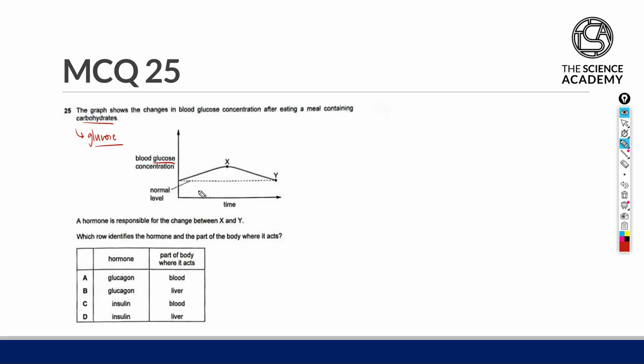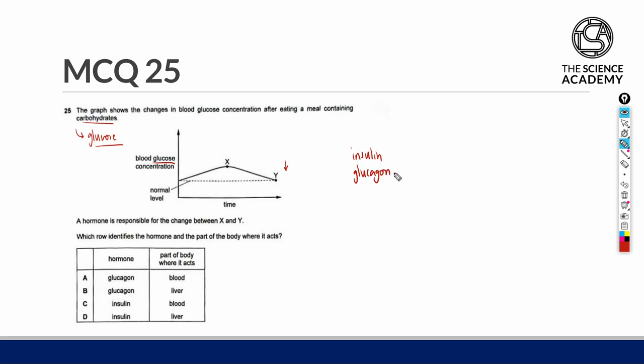We see that from time 0 to time point X, the blood glucose level is rising. This must have meant that digestion was occurring and glucose was absorbed into the blood. But from X to Y, we see blood glucose concentration falling. The hormones that regulate blood glucose concentration include insulin and glucagon.